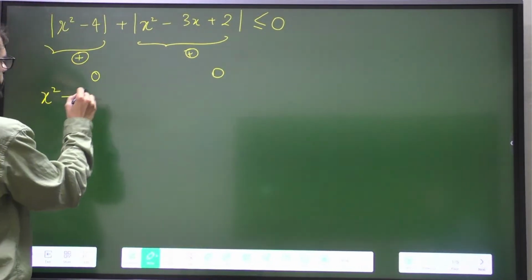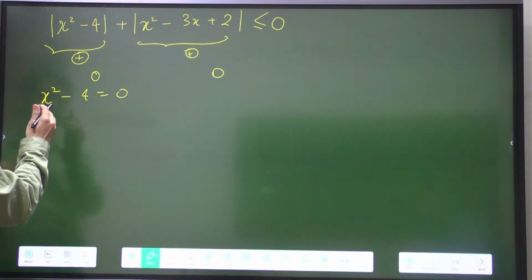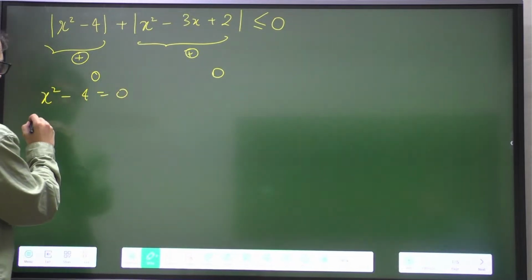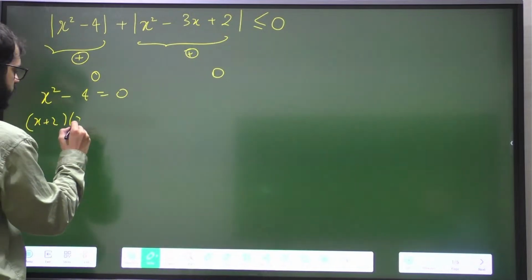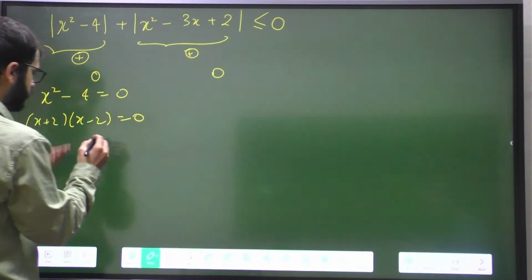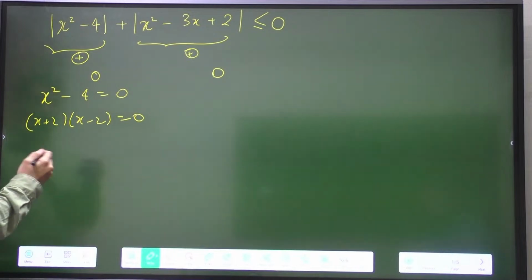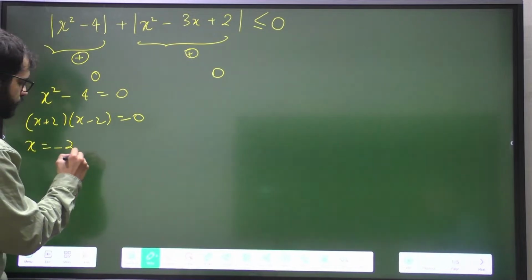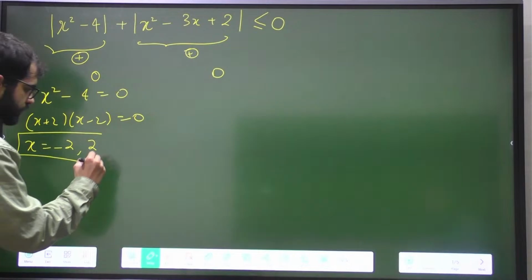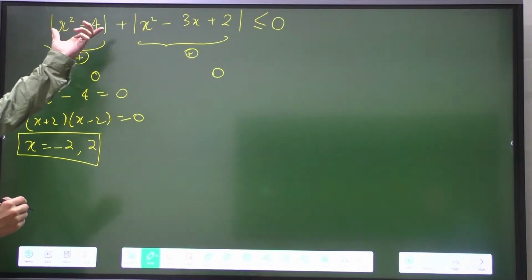So I'll write x square minus 4 should be equal to 0. A square minus b square equals 0 can be written as a plus b into a minus b is equal to 0. So यहाँ से zero product law लगाने पर I get two possibilities. Either x is equal to minus 2 or plus 2. इन दोनों में से कोई सा भी input डालने पर this expression will become 0.